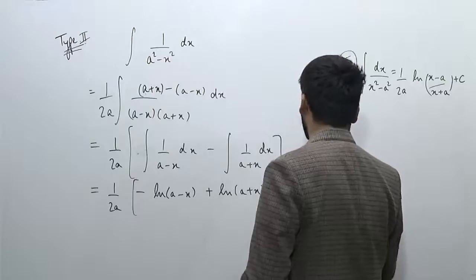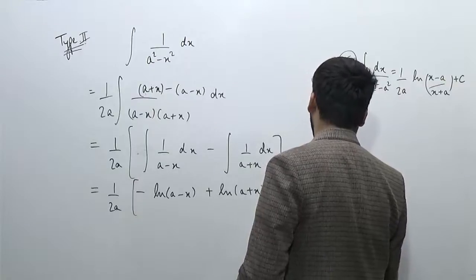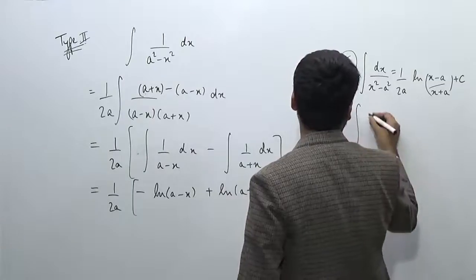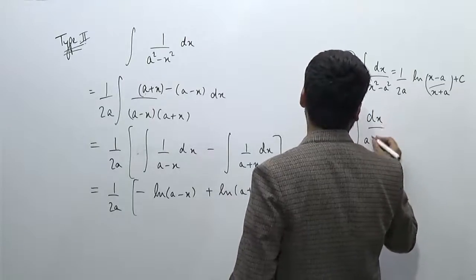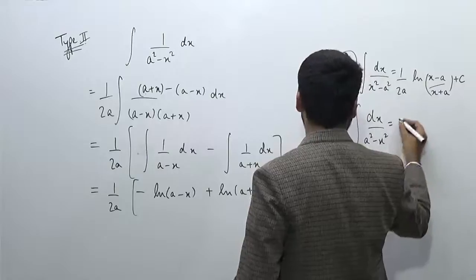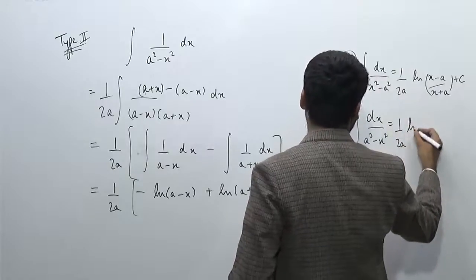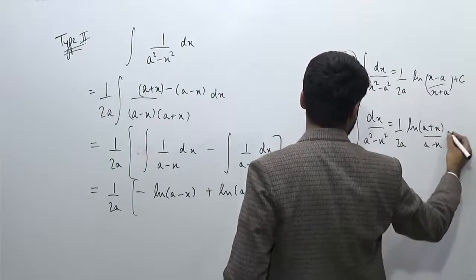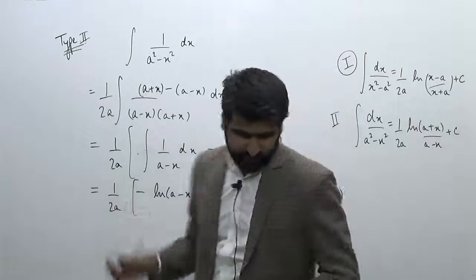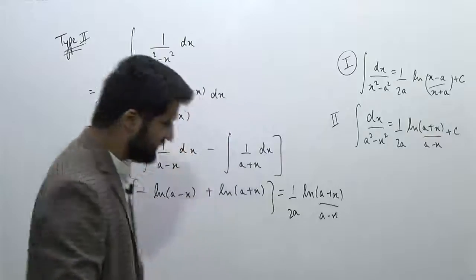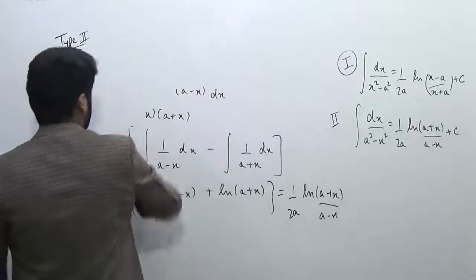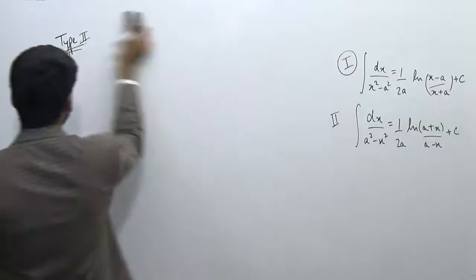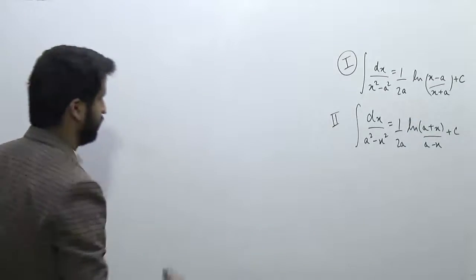So this will become ln (a+x)/(a−x). The second type we discussed is ∫dx/(a²−x²) = (1/2a) ln|(a+x)/(a−x)| + c. So these are the two basic types in which we just need to do the factorization and we can solve the questions.